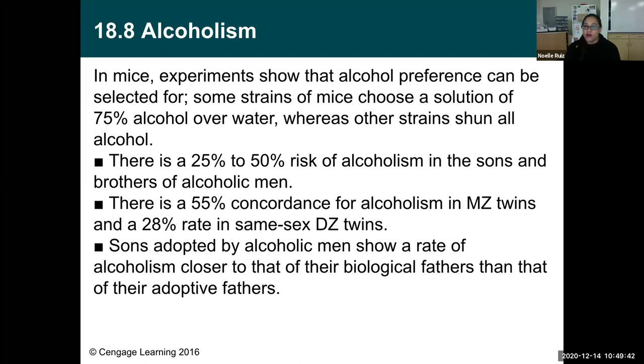In mice, experiments show that alcohol preference can be selected for. Some strains of mice choose a solution of 75% alcohol over water, whereas some strains shun all alcohol. There's a 25 to 50% risk of alcoholism in the sons and brothers of alcoholic men. There's a 55% concordance for alcoholism in identical twins, and 28% rate in fraternal twins. And they know this because they've done adoption studies. And sons adopted by alcoholic men show a rate of alcoholism closer to that of their biological fathers than that of their adoptive fathers.